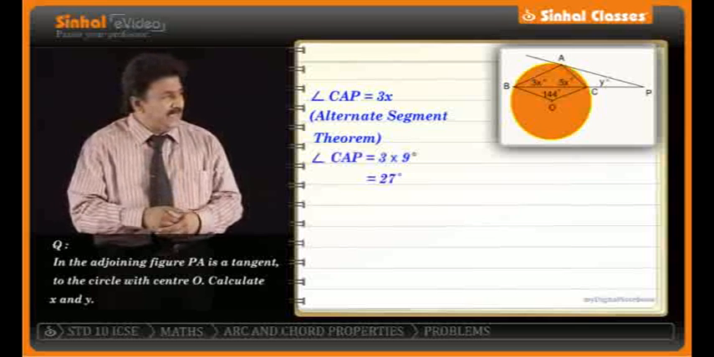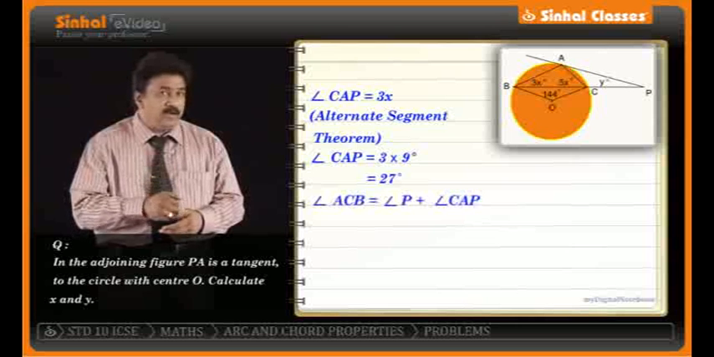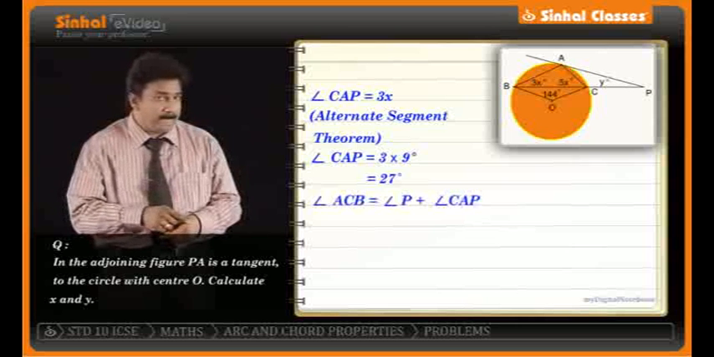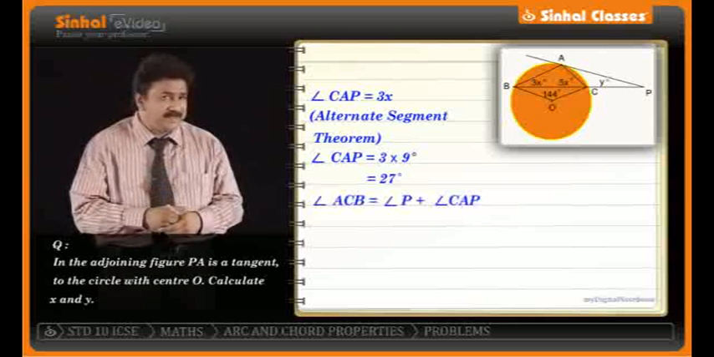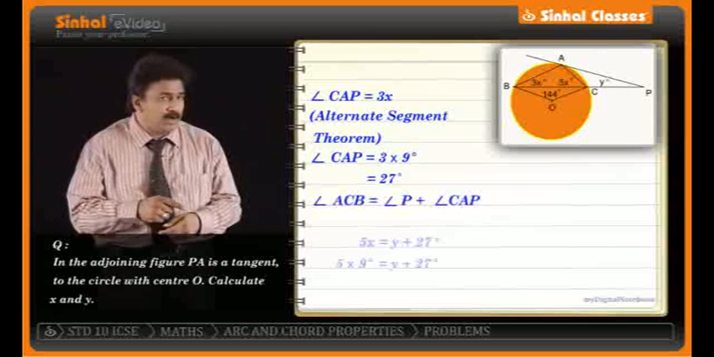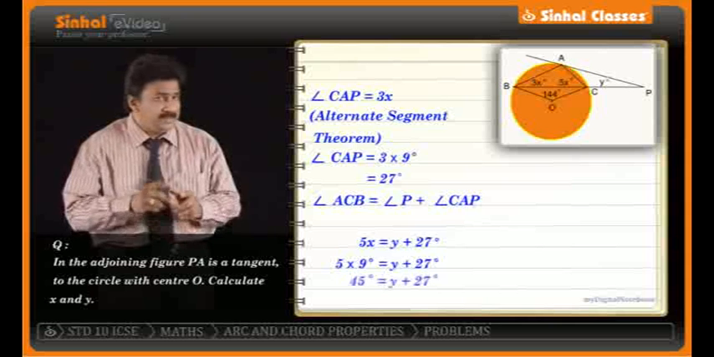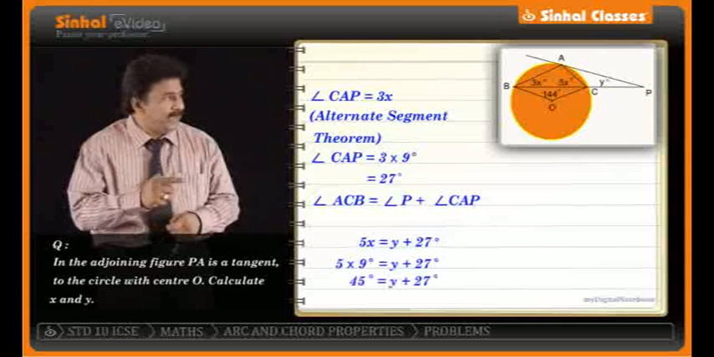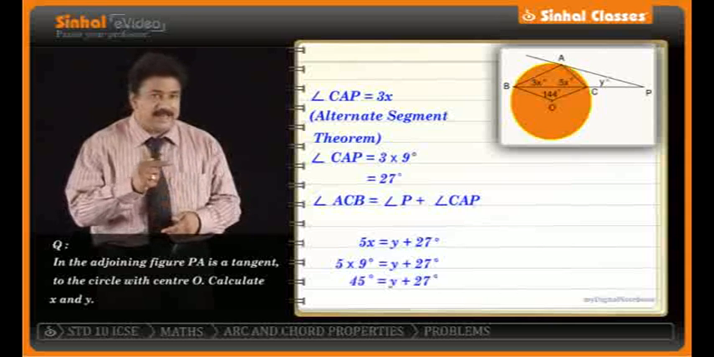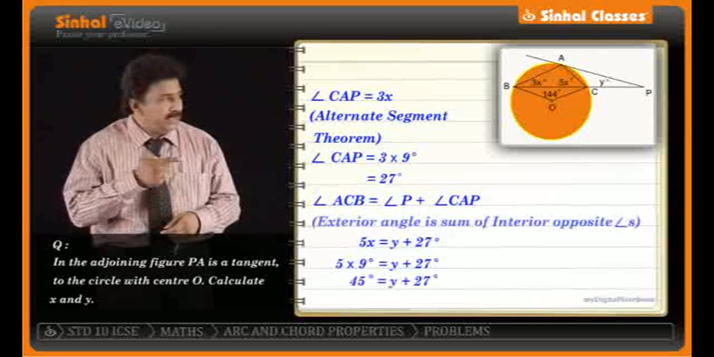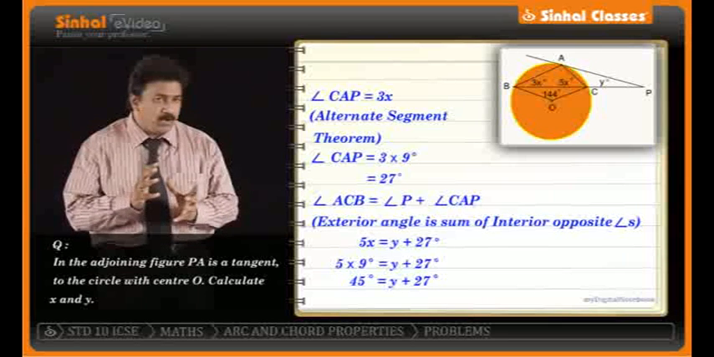Now see the triangle CAP very carefully. In this triangle you have y. I want to find this y. Can I get 5x? Yes, 5 into x is 5 into 9. That is 45 degrees. This 45 is the measurement of angle ACB. Now this is the exterior angle of triangle ACP. So what do I get?